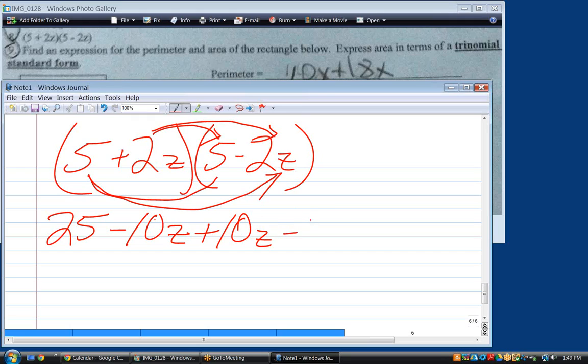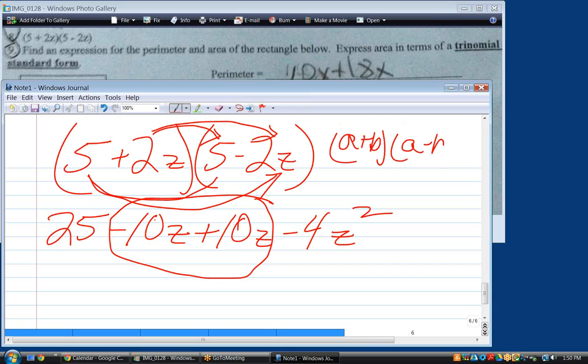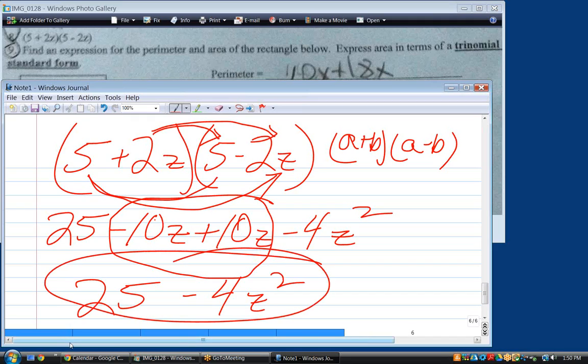Would there be negative 4z squared? Yes. And notice the middle two terms cancel. They will always cancel, as long as it's like a plus b times a minus b. You will never have those two middle terms. You will just end up with the first term and the last term. It's worth noticing that, because at some point you'll get to a point where you can do that faster by ignoring the two middle terms and just going for the first term and the last term.